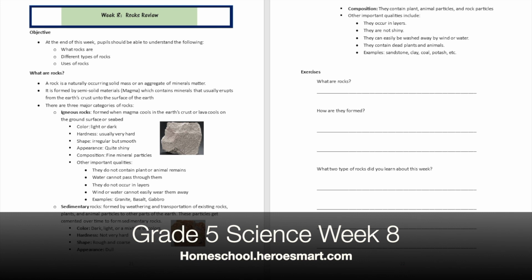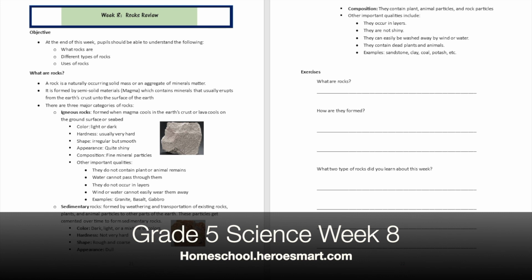Alright, so today we're going to do a quick review of rocks. We had talked about rocks before, but this is going to be a quick review so that we can internalize this by going over it multiple times. So we are going to be talking about rocks today.